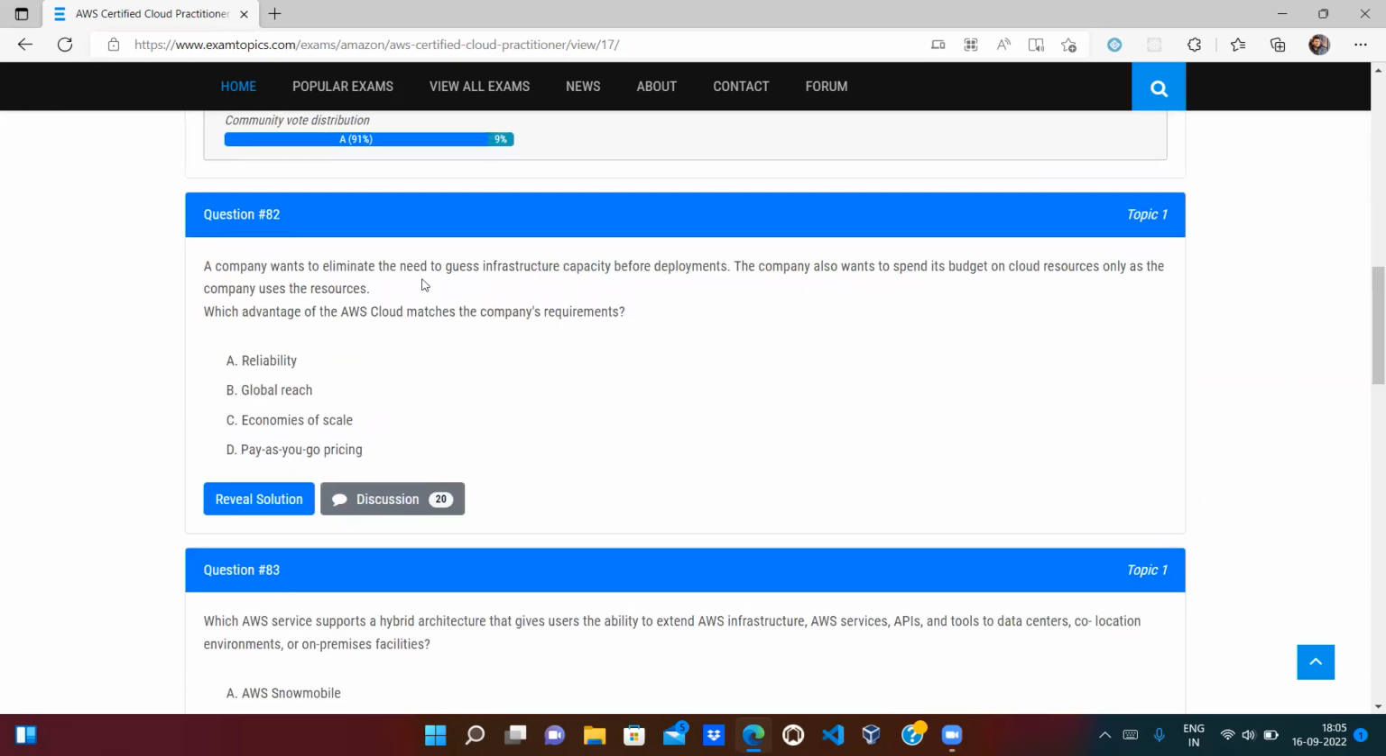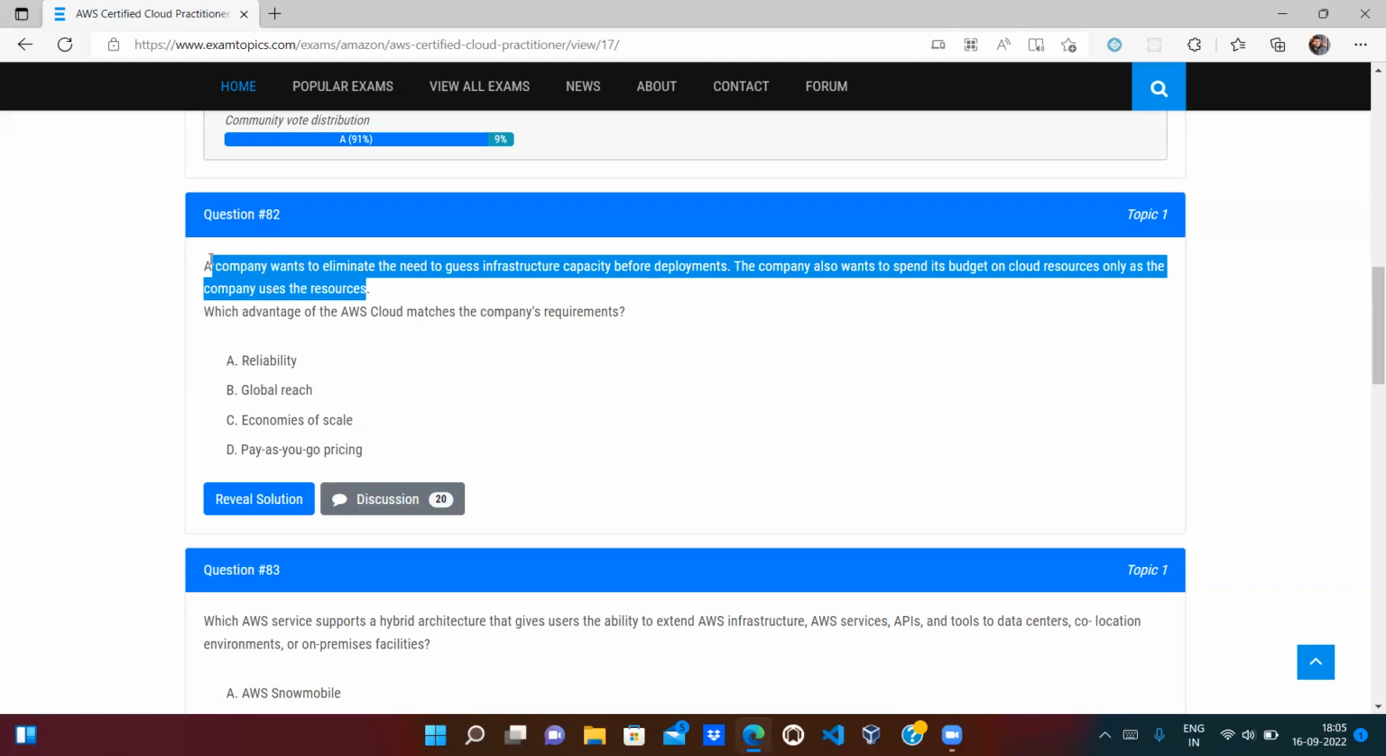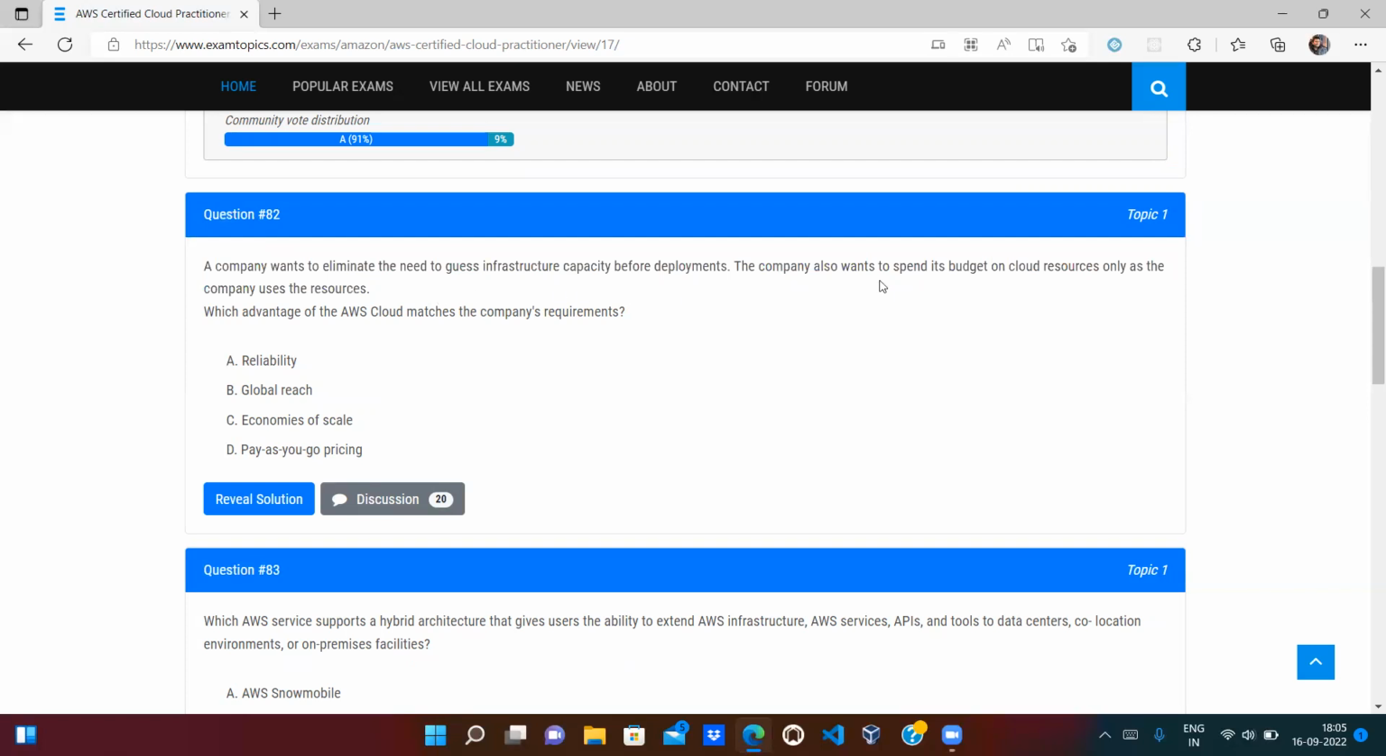A company wants to eliminate the need to guess infrastructure capacity before deployment. So they don't want to think about how much capacity they need. The company also wants to spend its budget on cloud resources only as the company uses those resources. It basically means pay as you go. Whatever they use, they want to pay for. So they don't need to think. Which advantage of AWS does this describe?